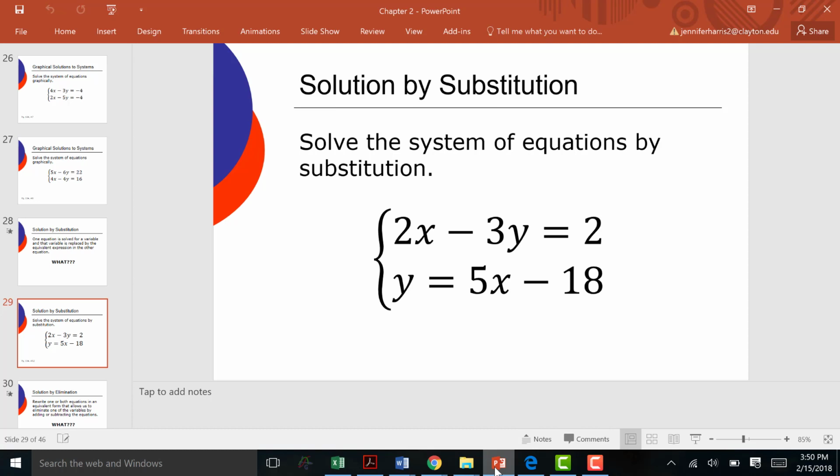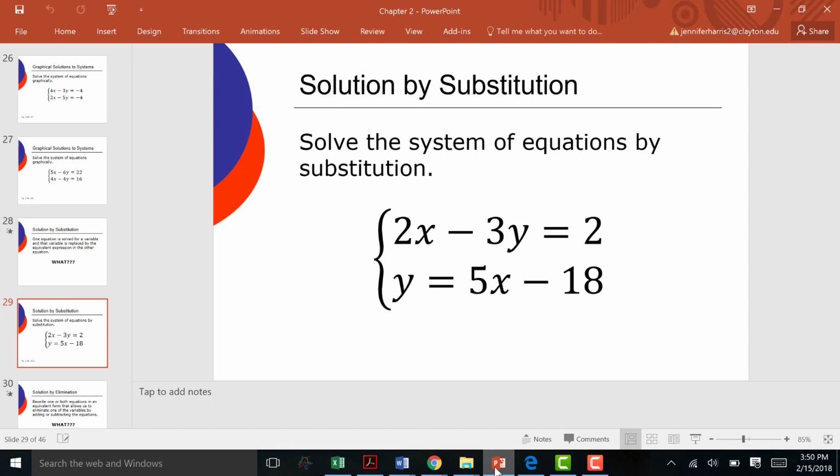What are you going to do with the 4 that you just figured out? We're going to plug it back into either one of the equations. It doesn't matter which equation you pick. Whichever one looks the easiest for you to work out is the one I always plug into. So I'm going to pick the second one because it's already got y by itself. Everywhere there's an x, what am I going to put? A 4.